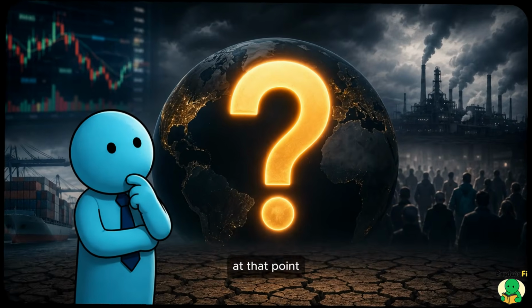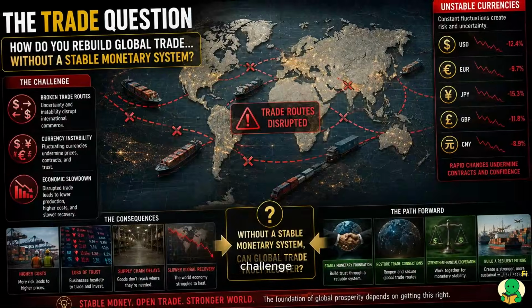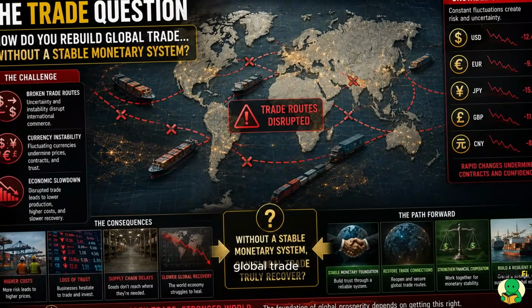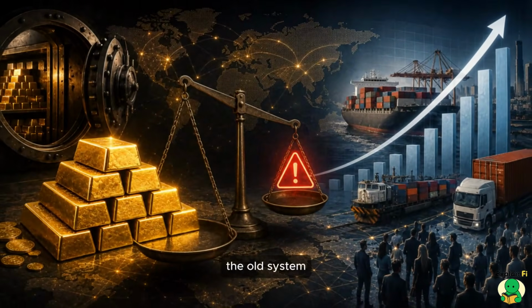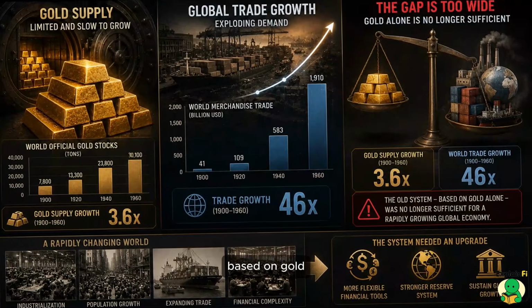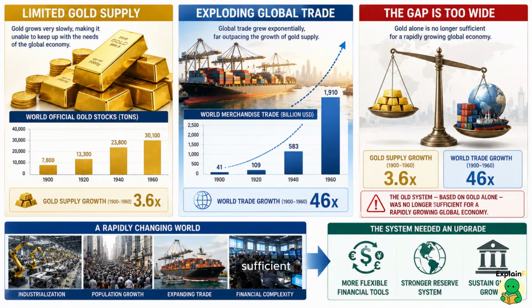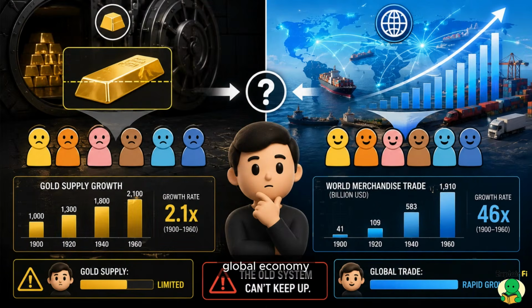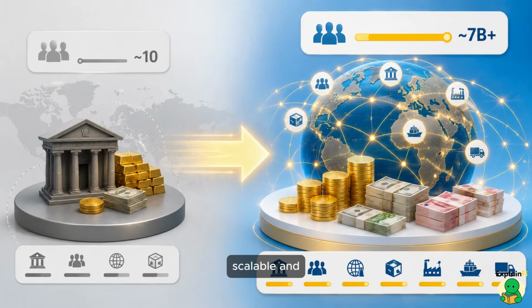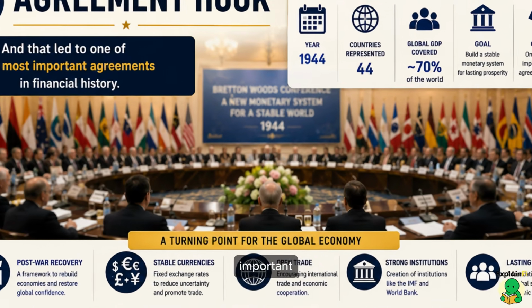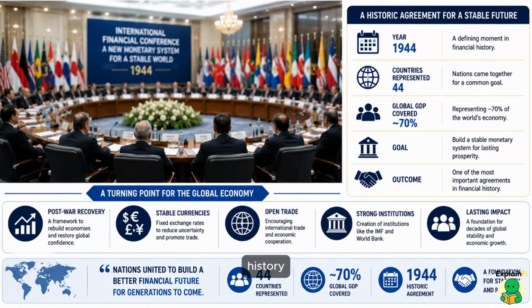At that point, the world faced a key challenge. How do you rebuild global trade without a stable monetary system? The old system, based on gold alone, was no longer sufficient for a rapidly growing global economy. The system needed to evolve from something limited to something scalable. And that led to one of the most important agreements in financial history.